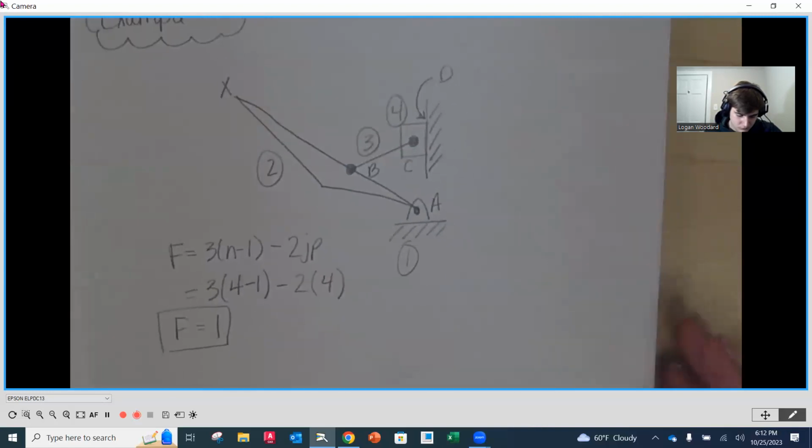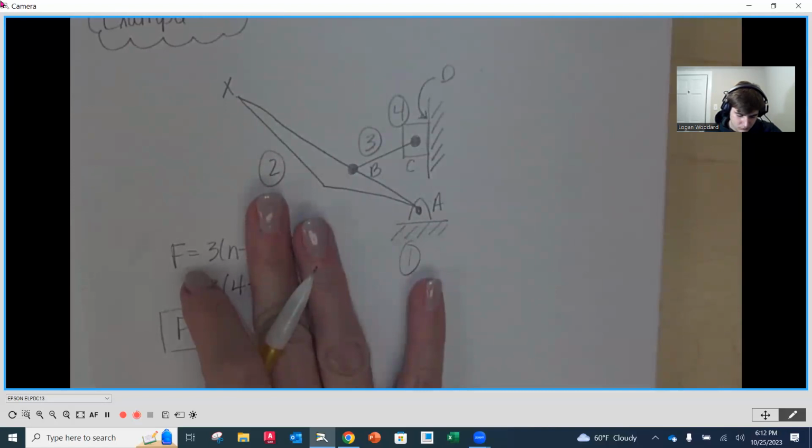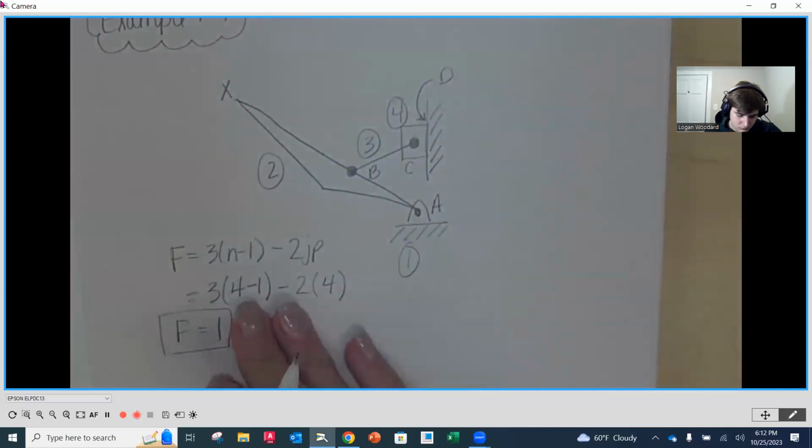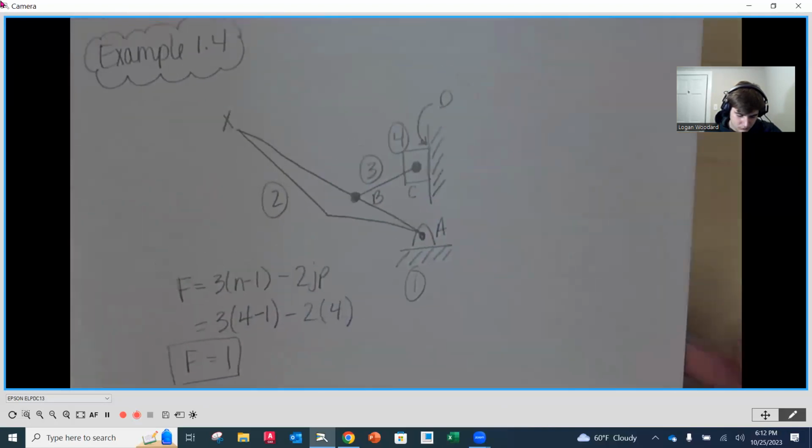All right, let's look back. Any questions on this example here? Kinematic diagrams, mobility. Fun, piece of cake. Good. All right.